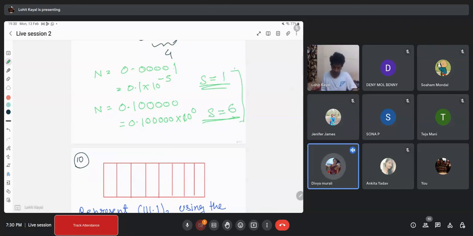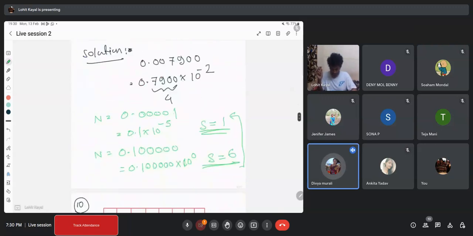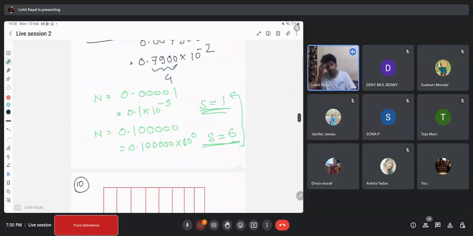Sir, usually we convert any fractional number to normalized one, right? Yes, yes. It should be between 0.1 to 1. 0.1 to 1, right.